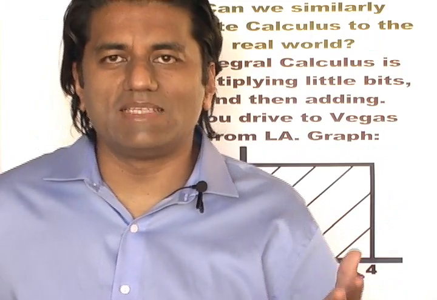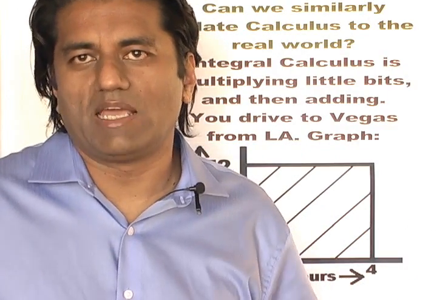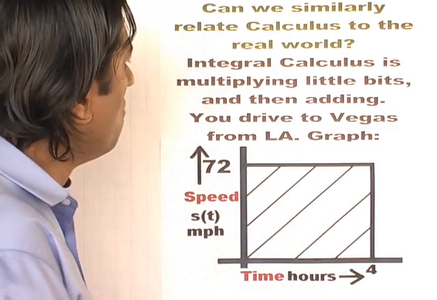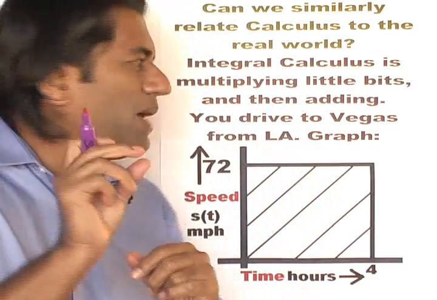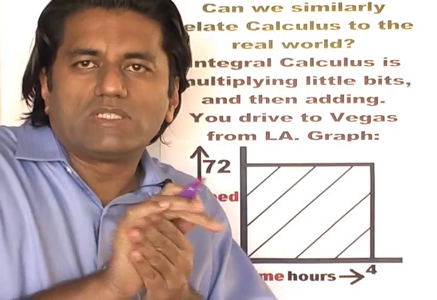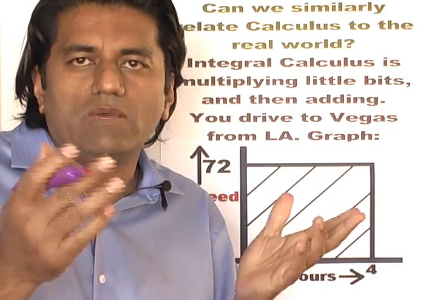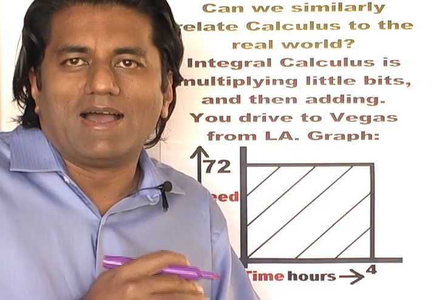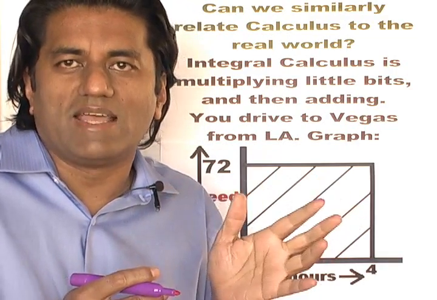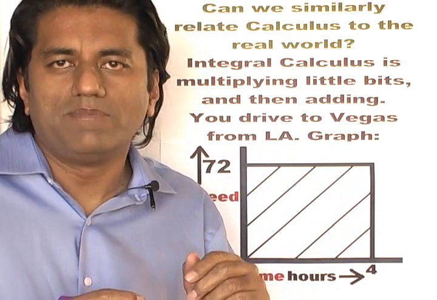So, can we apply similar intuition to calculus as we had for multiplication and division? Well, calculus is actually multiplying little bits and then adding. So it's a kind of enhanced multiplication. Now, why would we want to multiply little bits? Because a lot of things in nature are not constant. So let me start with an example.